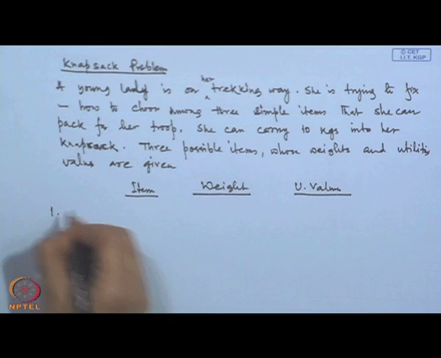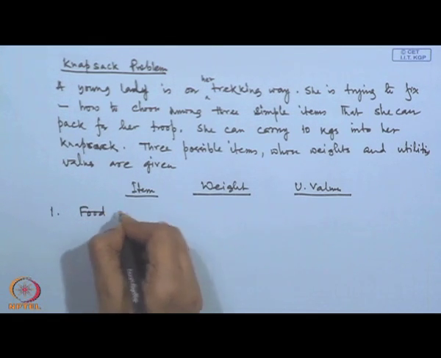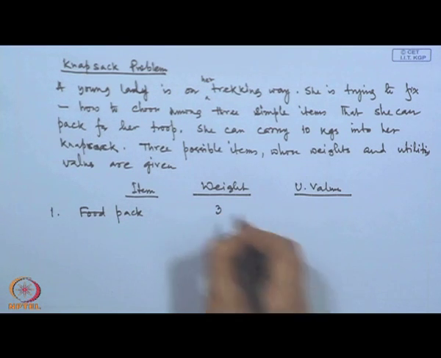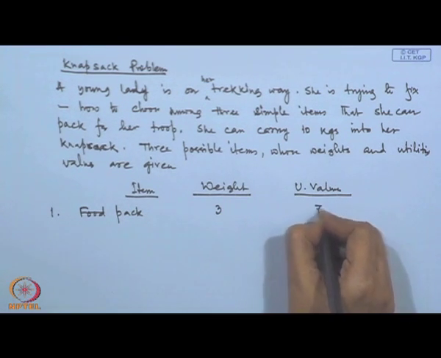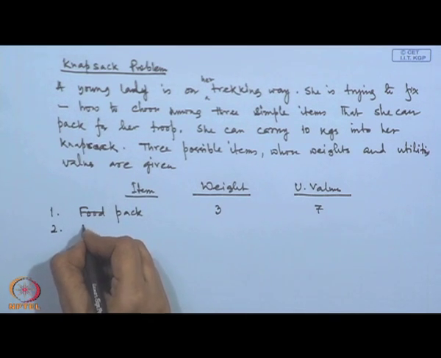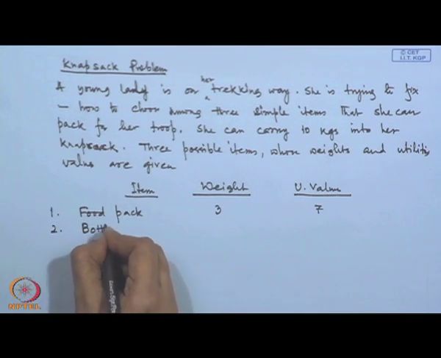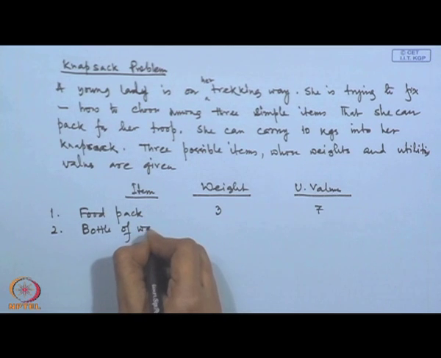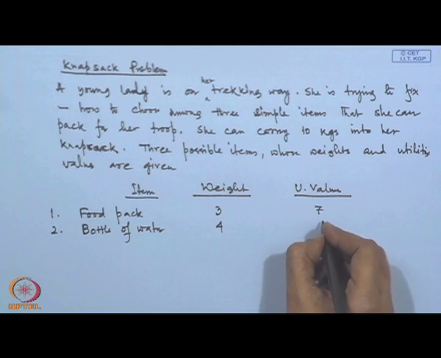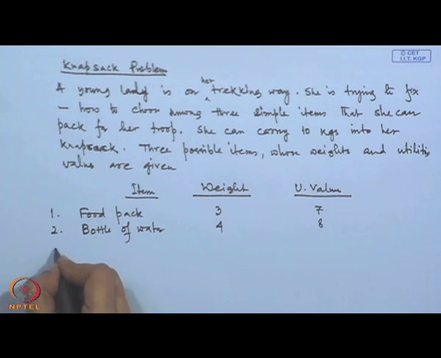The first item is the food pack. A unit food pack has the weight 3 and the utility value 7. The second is the bottle of water. An individual bottle of water has the weight 4 kg and the utility value 8.